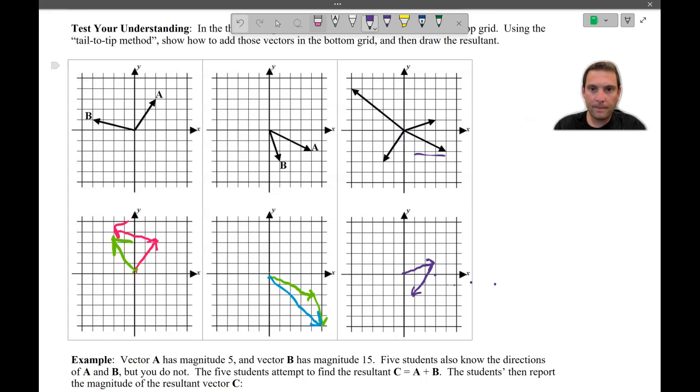Okay. And then this one, 1, 2, 3, 4, 5, 1, 2, 3, 4. Going to go left 5, up 4. Now this one we go down 2 and to the right 1, 2, 3, 4. Down 2 and to the right 1, 2, 3, 4.